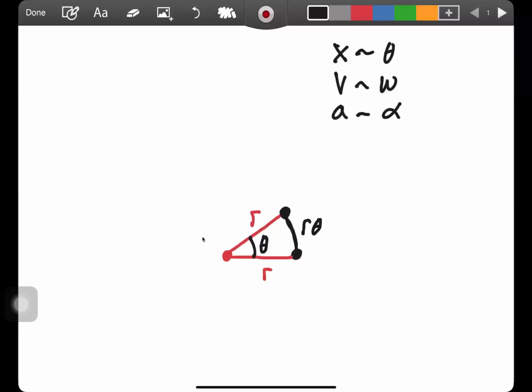And so I now want to make a case that for linear mass m, the analog for that is what's called the moment of inertia I. And so real quickly, let's say that I had a box and that box had some mass m.